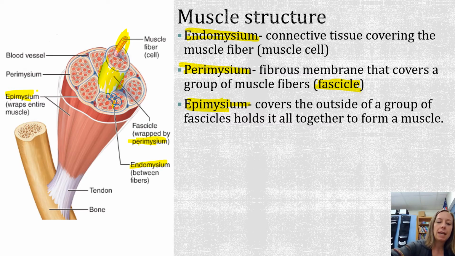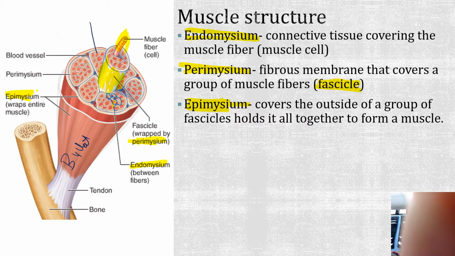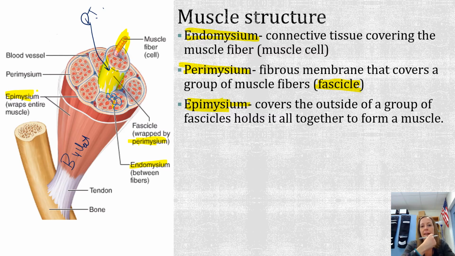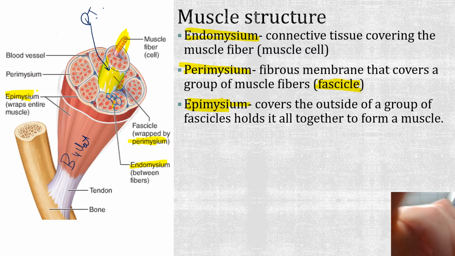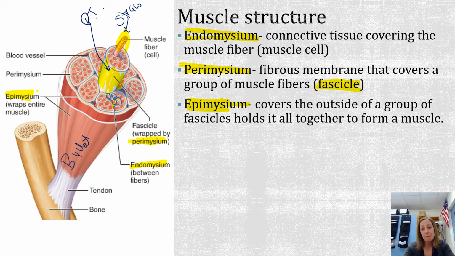So my bucket would be like this, B-U-C-K-E-T. Then within my bucket, I'm going to have paper towel rolls. A paper towel roll would be like my fascicle. And within my fascicle, I'm going to have my straws. I'm writing right off the screen, let me try that again so you can see it. S-T-R-A-W. My straw would be my muscle fiber.